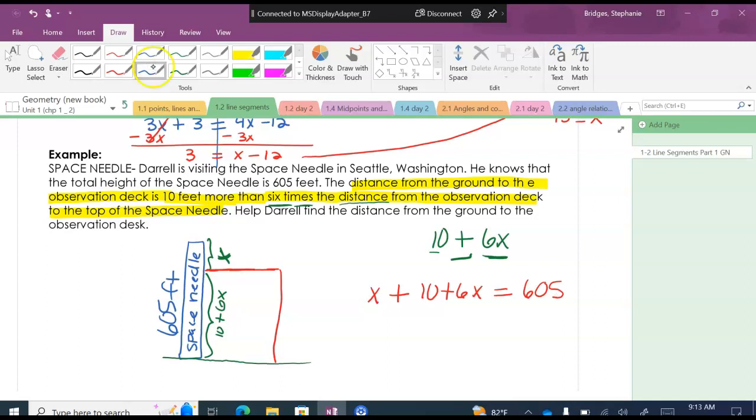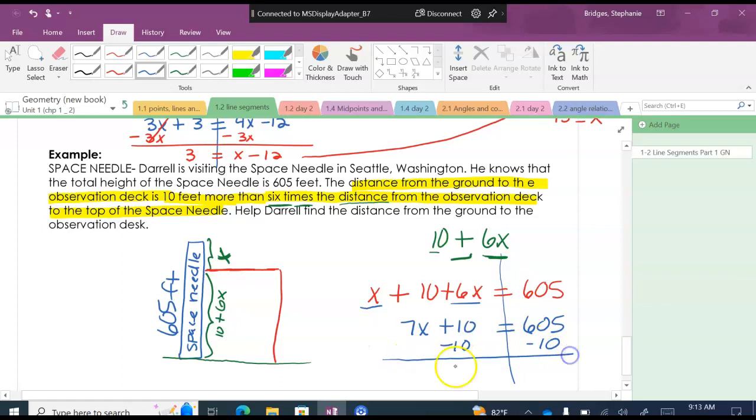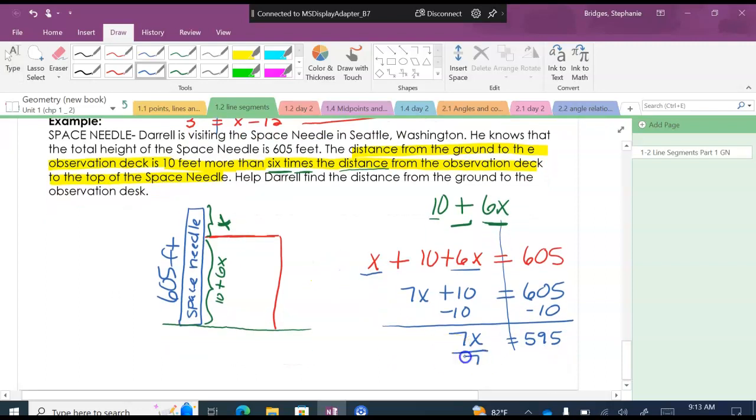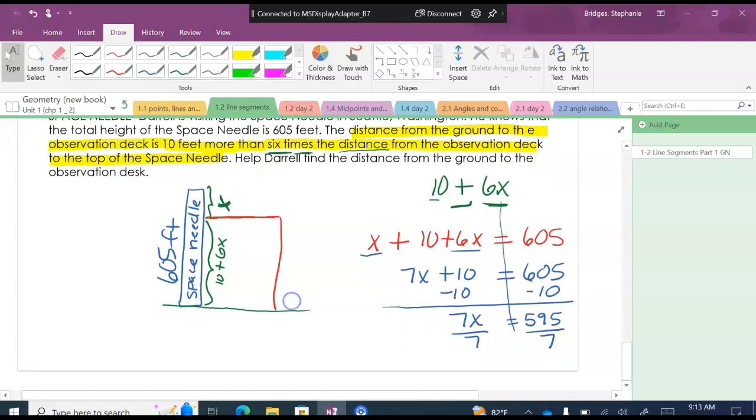Okay. If you're not real good with equations, remember the equal sign is like a fence. We want to combine anything that's the same on either side before we start moving stuff. Then we can get that x by itself. And then we can divide. Did you guys get 85 for x? Everybody get that?